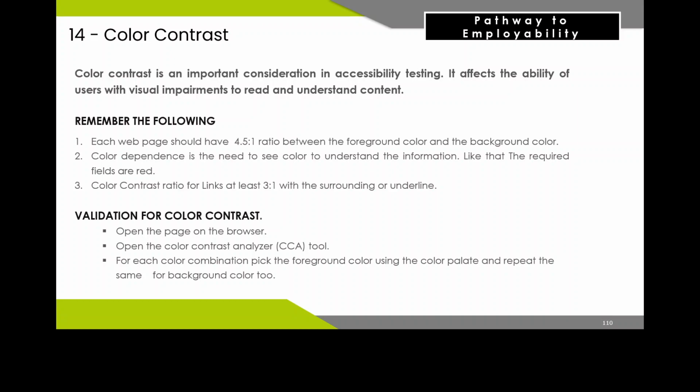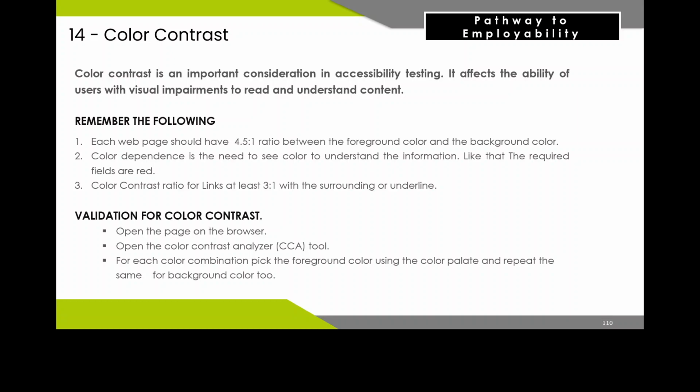That's why here are some things to remember. Each web page should have a 4.5:1 ratio between the foreground color and the background color. Color dependence is the need to see color to understand the information, like that the required fields are red. Color contrast ratio for links should be at least 3:1 with the surrounding text, or the links should be underlined.